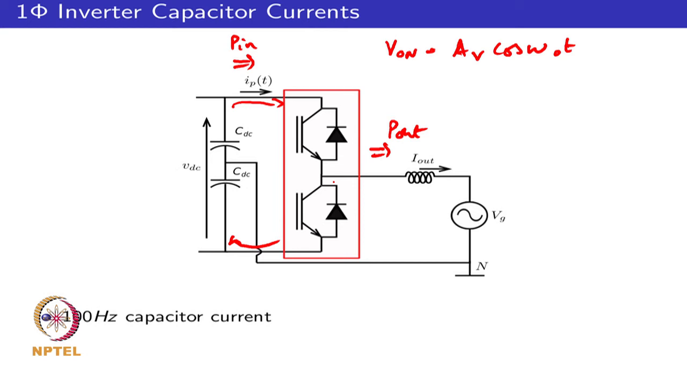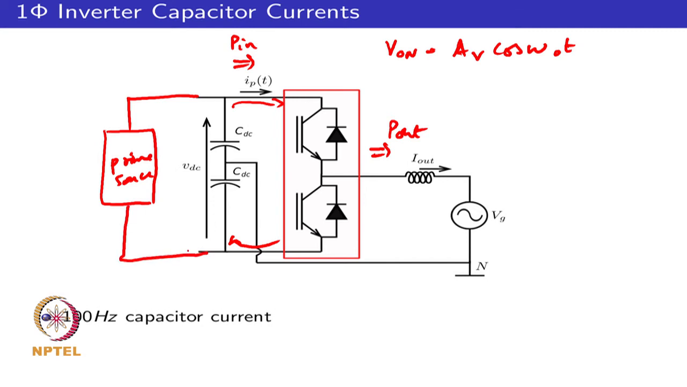Okay. And some part of it, because if you are thinking about say an application like a photovoltaic inverter, you might have a prime source, okay, which might be your PV panels, it might be your batteries if it is a storage system, it might be a fuel cell stack depending on what application it is. So one thing that a 100 hertz component can actually do is it will split between your capacitor CDC and your prime source depending on the impedance of these two sources at that particular 100 hertz.